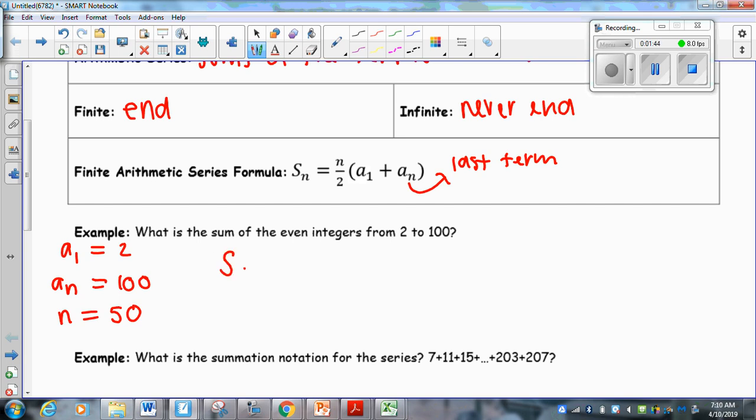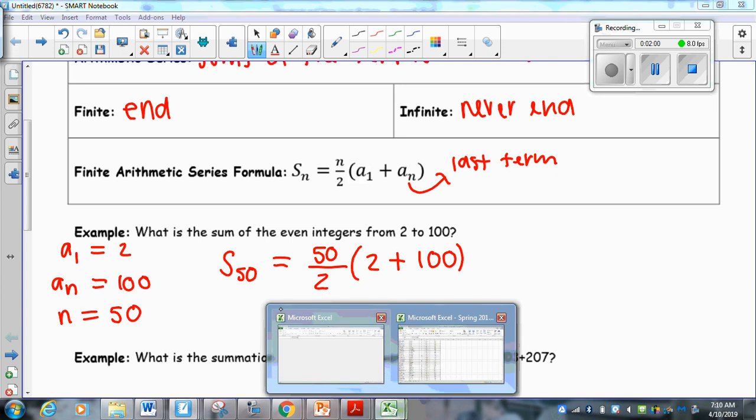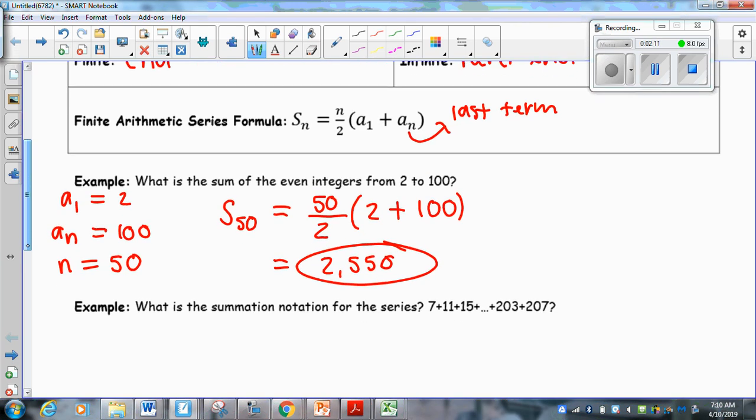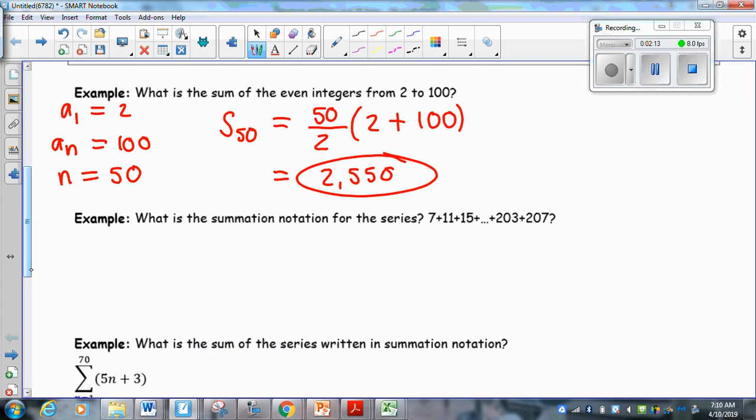So we plug this into our formula. We have S sub 50, because we have 50 terms, equals n over 2, so 50 divided by 2, parentheses a1, which is 2, plus an, which is 100. Type that into a calculator, and we get that it equals 2,550. All right, that was an easy example. Let's get one that's a little more difficult here.